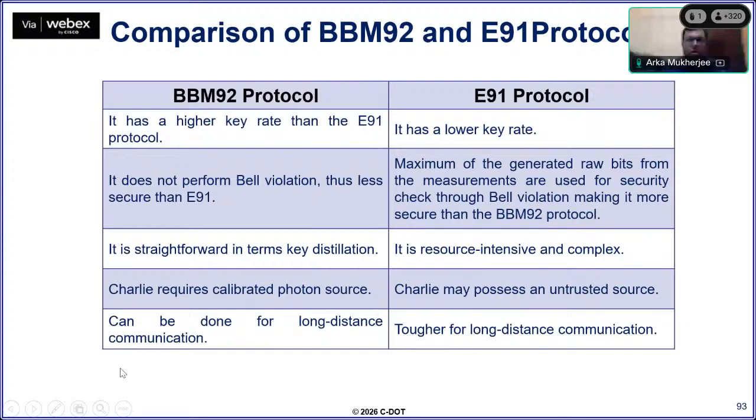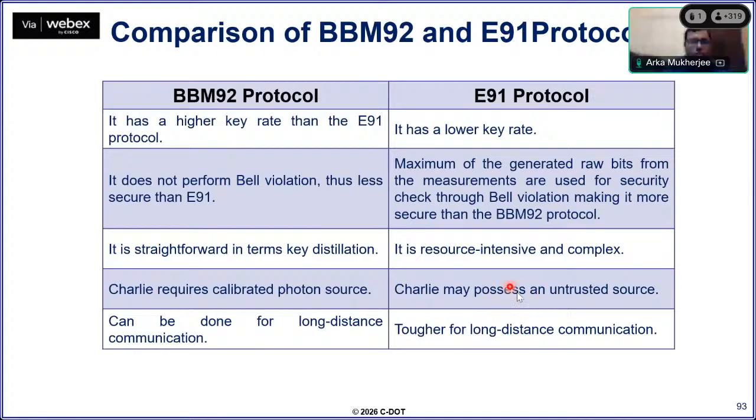So here is a quick comparison between these two protocols, BBM 92 and E91. BBM 92 has a higher key rate, as I told earlier. E91 has a lower key rate. BBM 92 does not perform the Bell tests, so it is less secure than E91, but E91 performs these tests and makes sure that the source is checked. So it is more straightforward, but it is more resource intensive. You can see from the diagram itself. In BBM 92, we have assumed that Charlie has a calibrated photon source, but in E91 we are actually verifying the source.